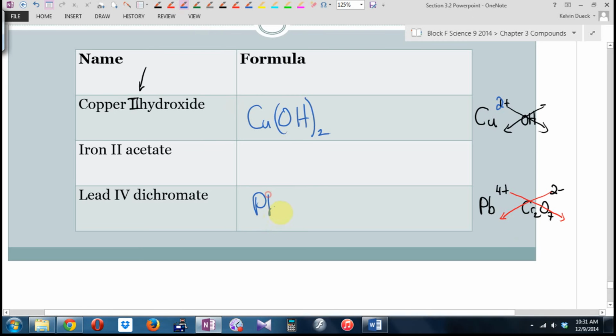How many leads? And I'm going to give you a hint. Don't say 2. Ready? If I crisscross, if I put a 2 there and then I put a 4 there, why is it wrong to have a 2 and a 4 there? Lowest terms. Right? So it's going to be how many leads actually? 1. And then how many Cr2O7s am I going to need? Not 4, but 2 of them. That's lead 4 dichromate.